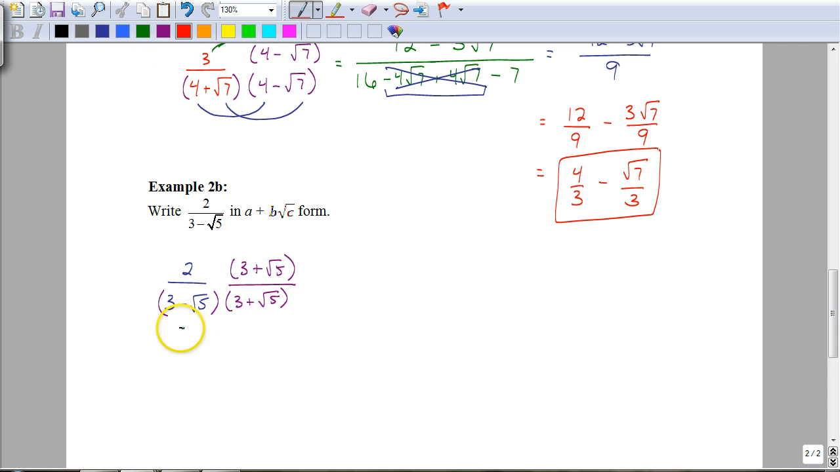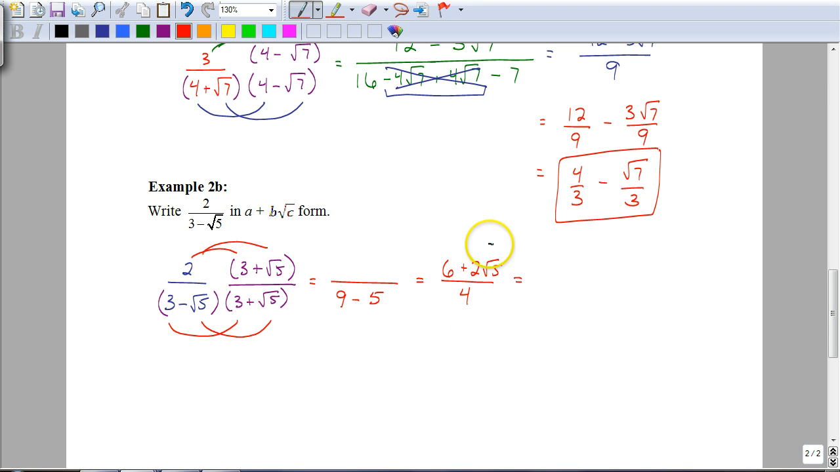And again, we're multiplying by a conjugate, so in the denominator, we only have to multiply the first and last terms. So when we do that, 3 times 3 is 9. It'll be minus square root of 5 times square root of 5 is 5. So our denominator simplifies just to be 4. In the numerator, I distribute the 2 through. 2 times 3 is 6. 2 times square root of 5 is just going to be 2 square root of 5. Break that up into two pieces.